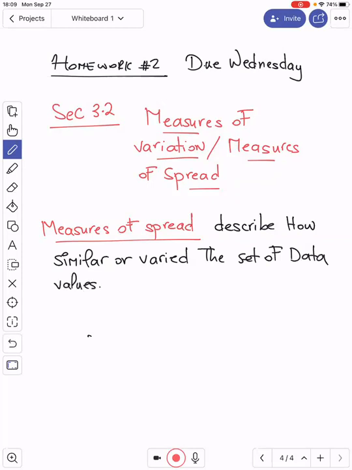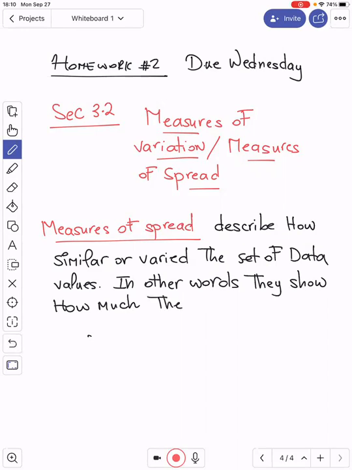Okay. So in other words, they're going to show how much the values differ from the mean, right? The mean is supposed to be your average, which describes your data set. And so these measures of spread show how much the data values differ from the mean.